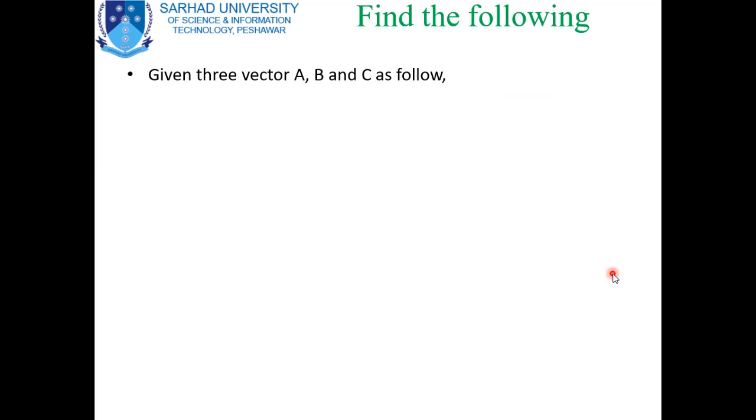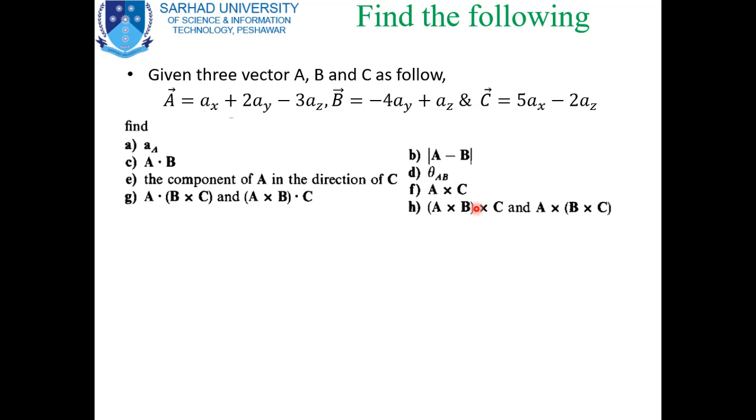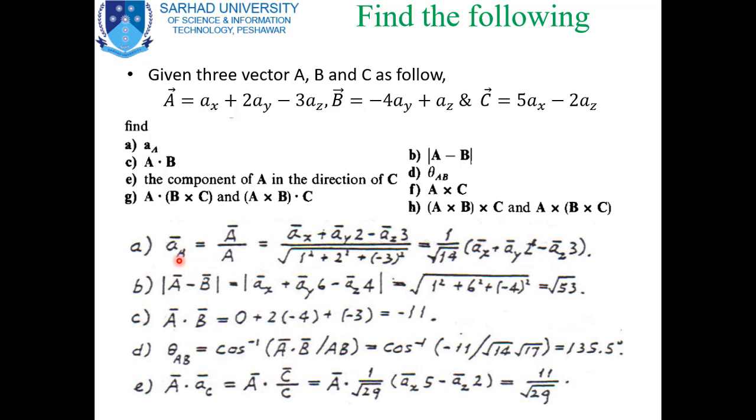In this problem, 3 vectors are given: a has 3 components, b has 2 components, and c has 2 components as well. And we have to do multiple tasks. First, we have to obtain the unit vector of vector a, and the unit vector formula is the vector divided by its magnitude. This is vector a, and we will divide the vector by its magnitude, and we will obtain the unit vector.